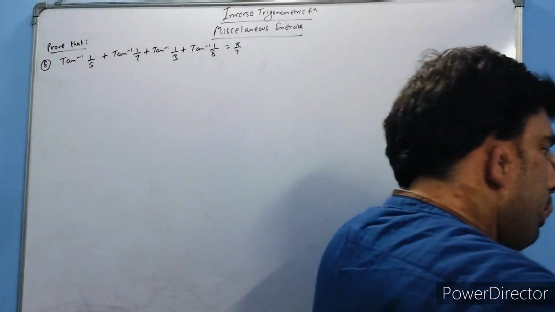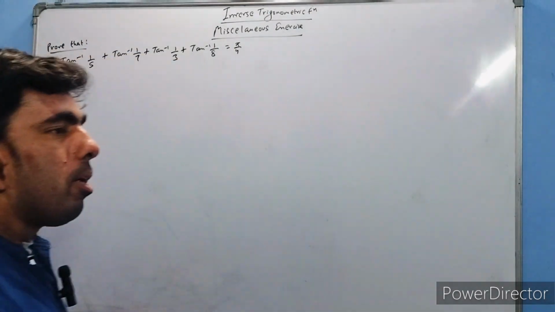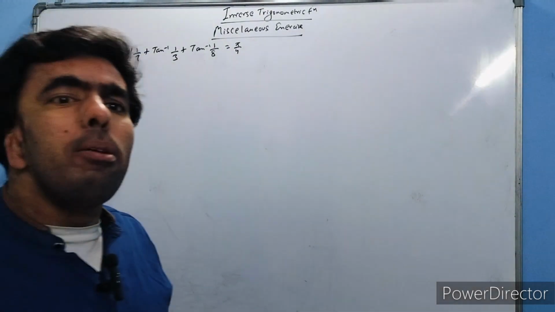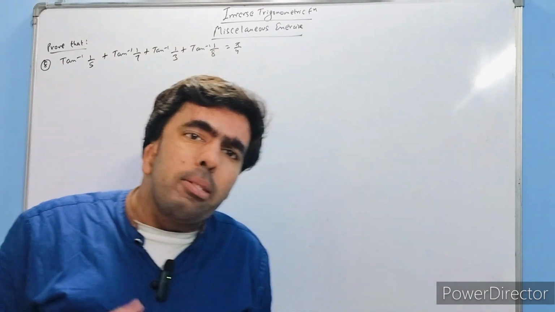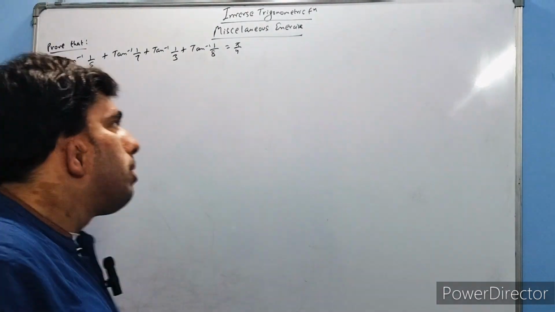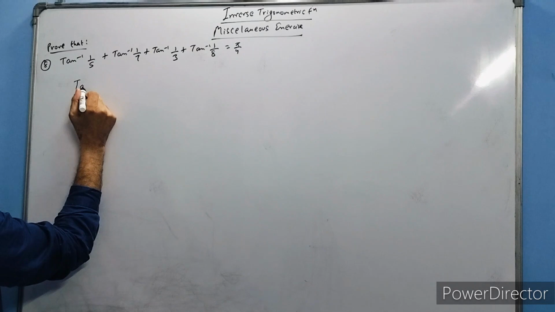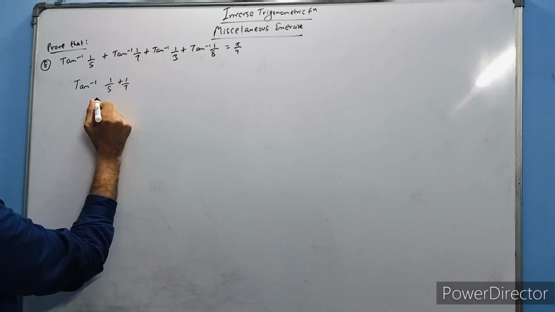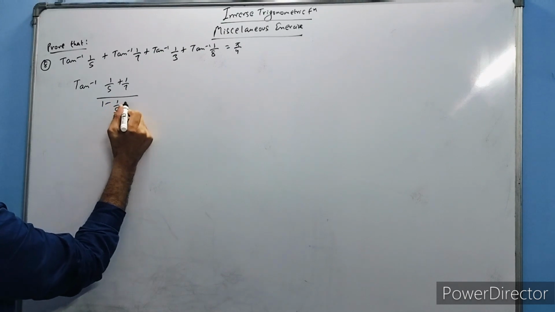Okay, so it's very simple. We'll try to put the identity, that is tan inverse x plus tan inverse y will be tan inverse x plus y upon 1 minus xy. So we'll put here tan inverse 1 upon 5 plus 1 upon 7, 1 minus 1 upon 5 into 1 upon 7.